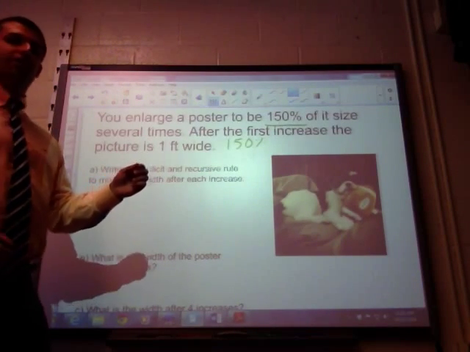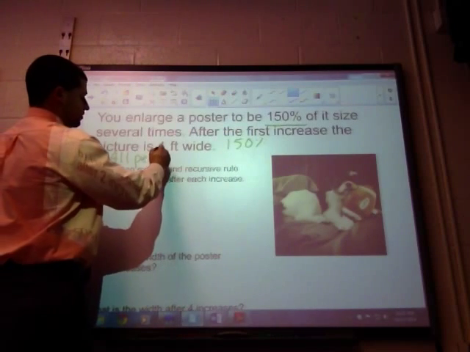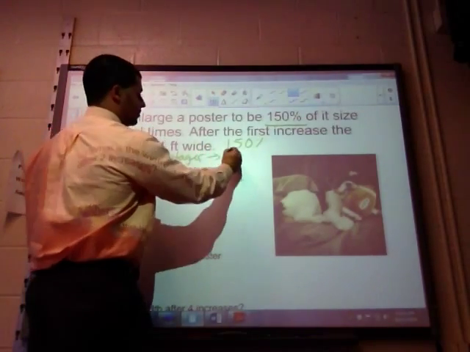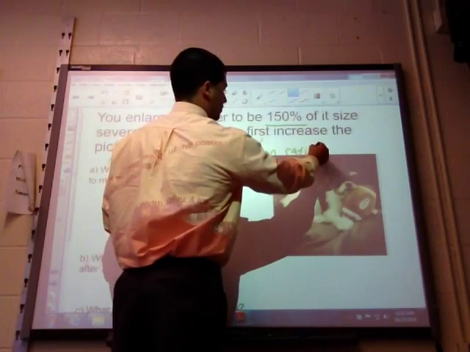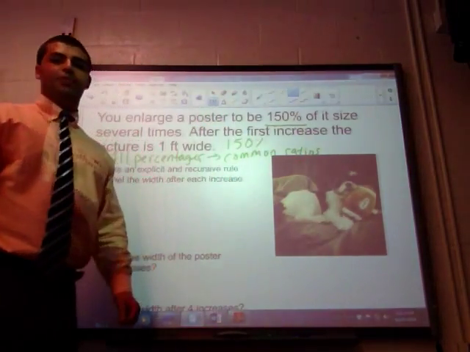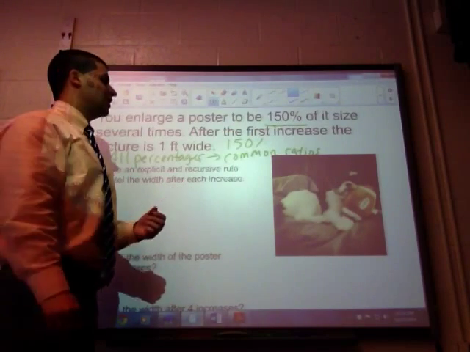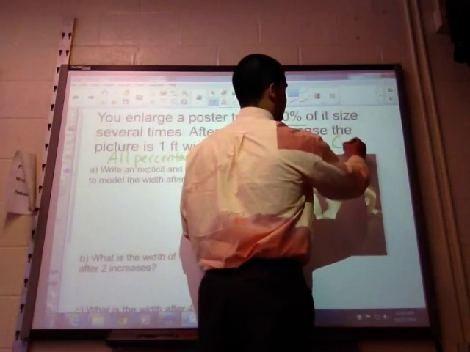Now that's an important note because all percentages are common ratios. You can't say you added by a percentage consistently. You're multiplying by a percentage. At least in these problems, that's how it's going to go. So if we know they're all common ratios, that means they're all going to be geometric.